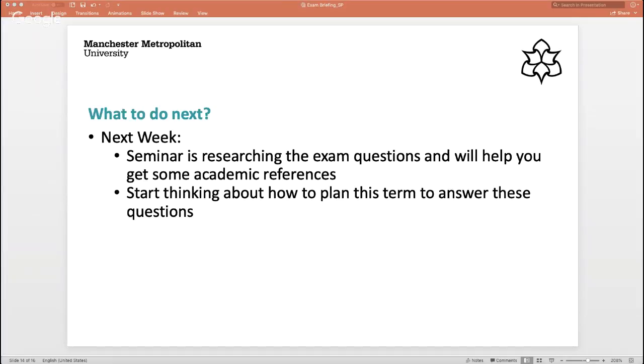And therefore, you're going to have some really good research. So between your tutorial group, you're going to have a massive amount of academic references that are all credible that you can use as a starting point moving forward throughout this term to be able to research and answer these questions. So we're going to be asking you to start thinking about how to plan your answers, what sort of academic references we expect in each of these questions.